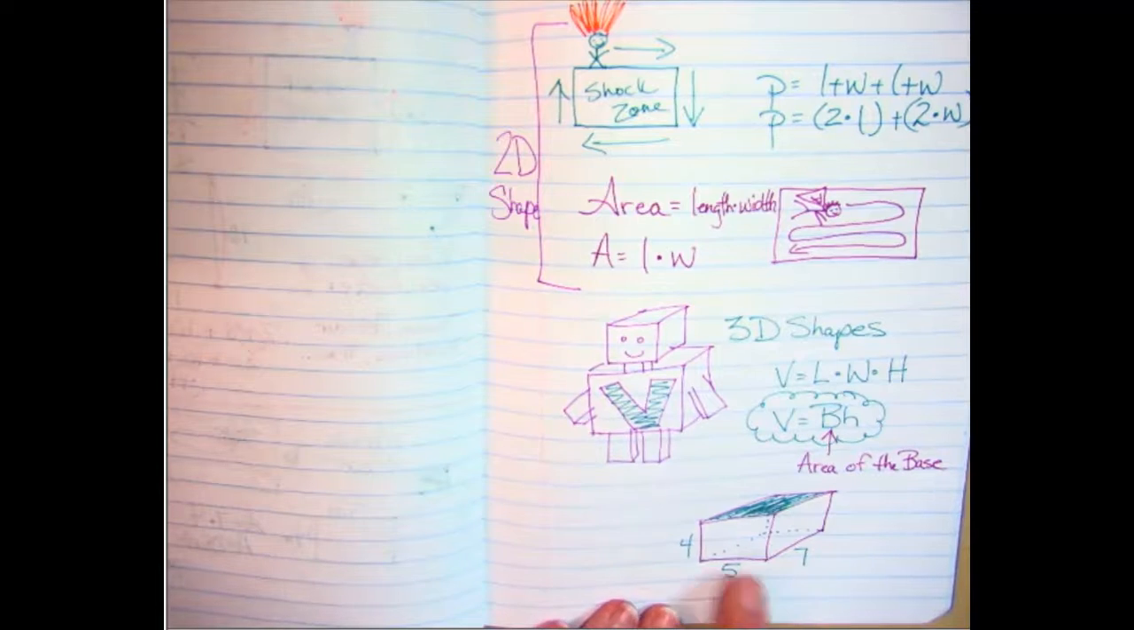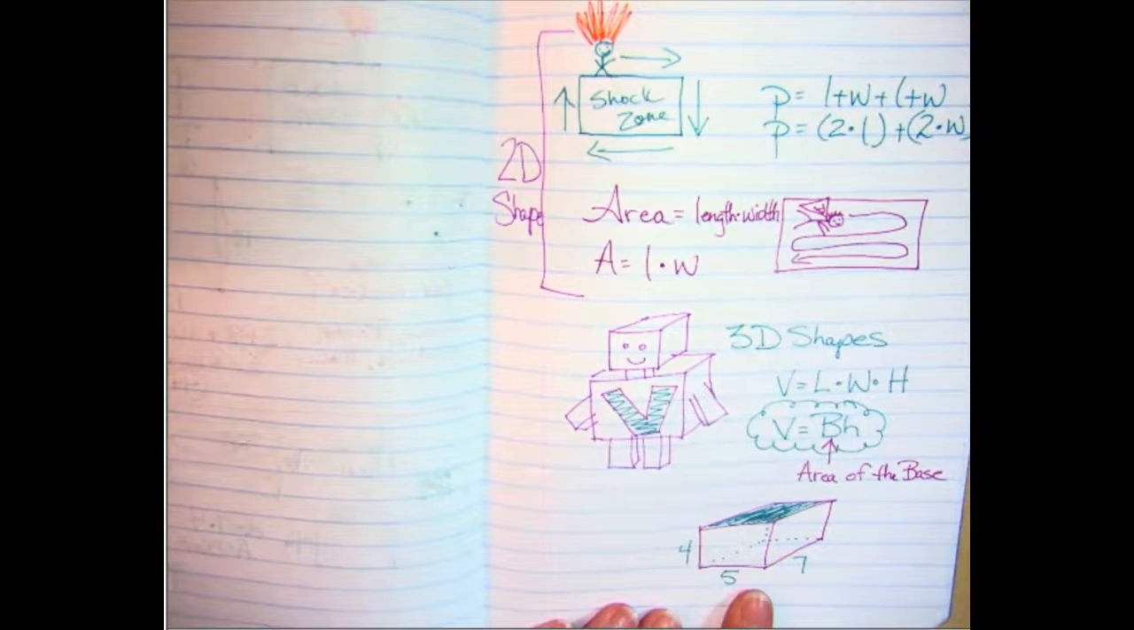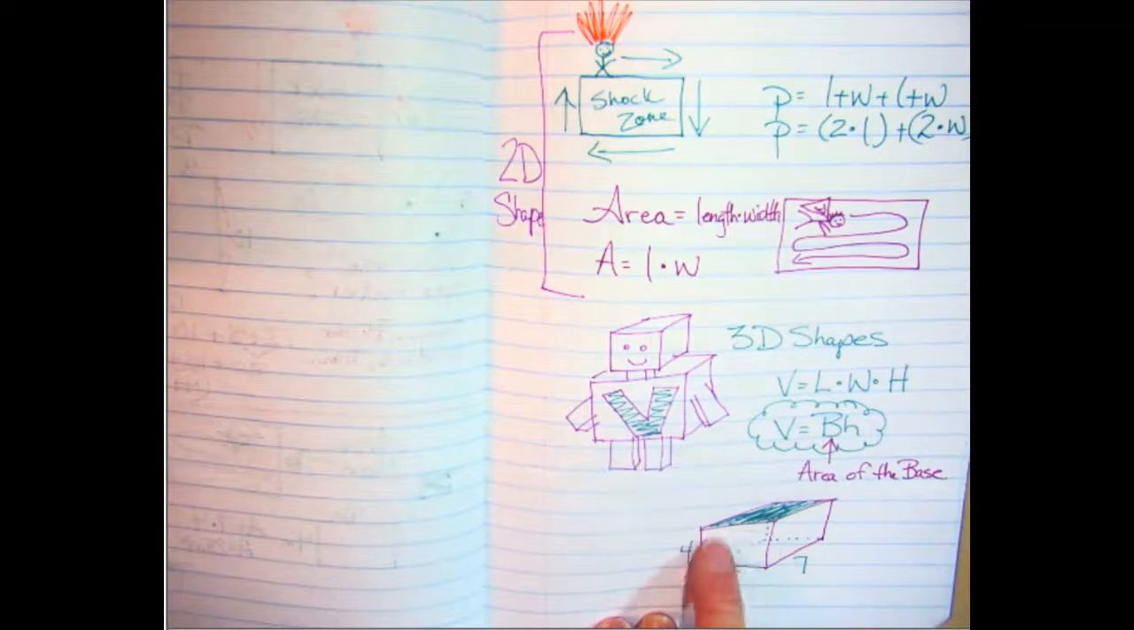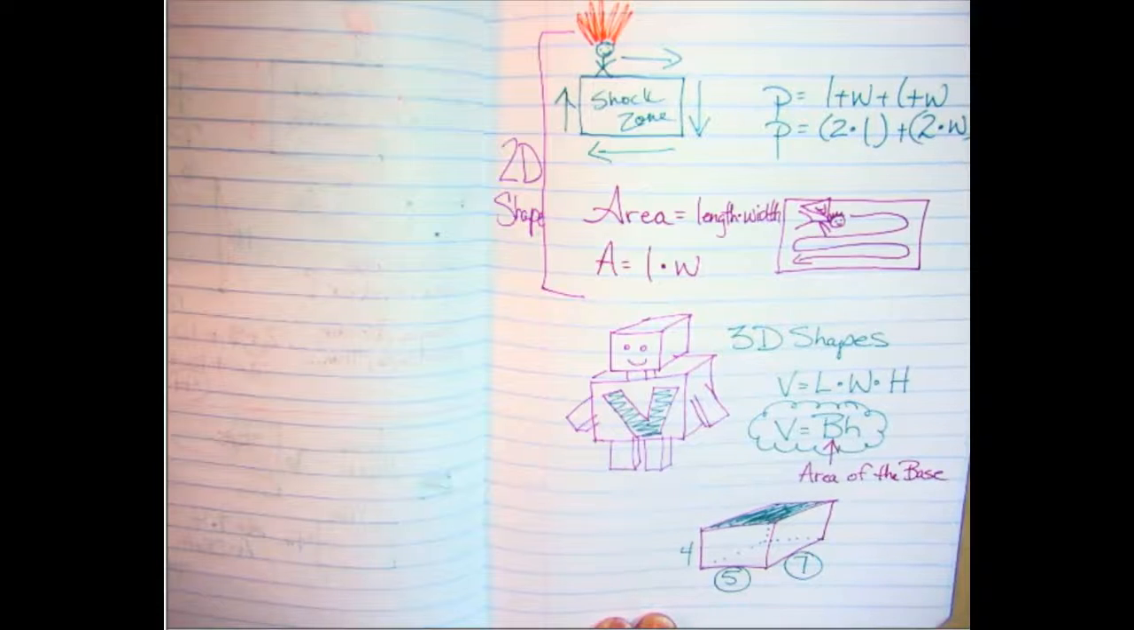So what would the area of the base of this rectangular prism be? What would I multiply together? Meredith? It's actually 5 and 7 because it's this bottom part. The 4 and 5 is the front part here that's facing you. The base would be the 5 and the 7. So I'd multiply those together to get the area of the base.